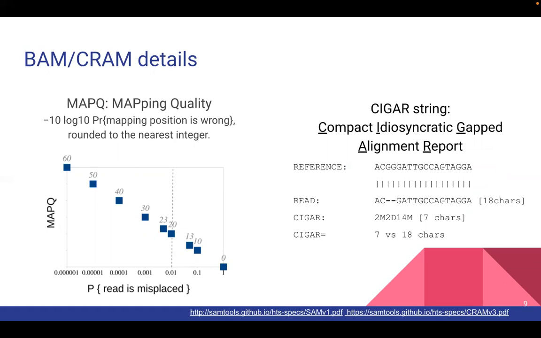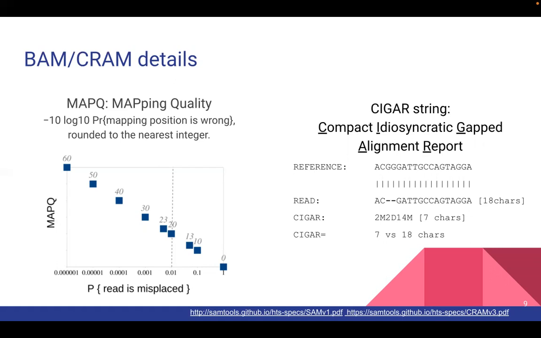CIGAR stands for Compact Idiosyncratic Gapped Alignment Report. It's a shorter, more compact way to note differences from the reference than just repeating the reference itself. An 18 base pair read that maps perfectly would be noted as 18M, M for match.